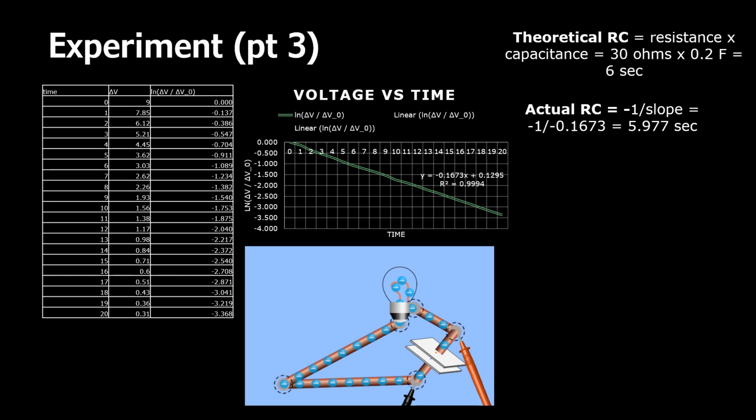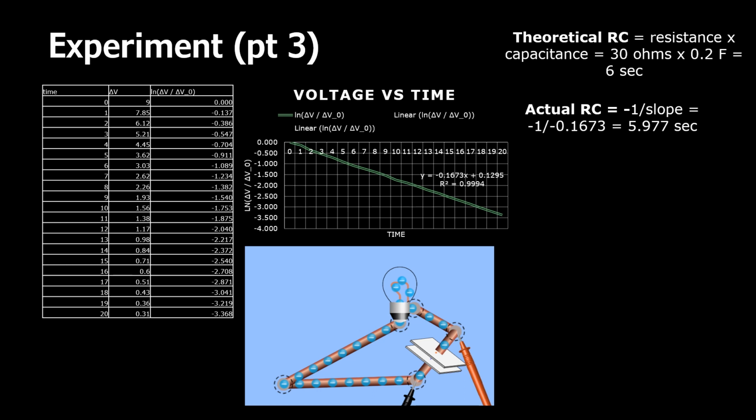So then, using a voltmeter, this is part 3 of the experiment, I measured the change in potential difference over time and then graphed the natural log of the potential difference over the initial potential difference to find the RC value. As you can see, we have our time, our potential difference, and the natural log of potential difference over initial potential difference in the chart on the right. And the graph is a linear downward slope.